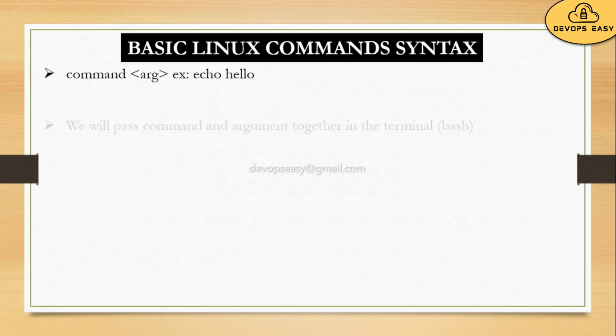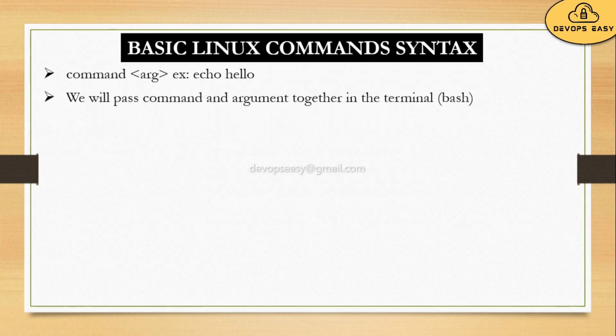I will go to the next slide. So, basic Linux commands. We pass a command and an argument together in the terminal, right? Whatever you pass, like echo, that's a command. After echo, if you display any message, we call that an argument. In this argument, you will have two types of arguments.